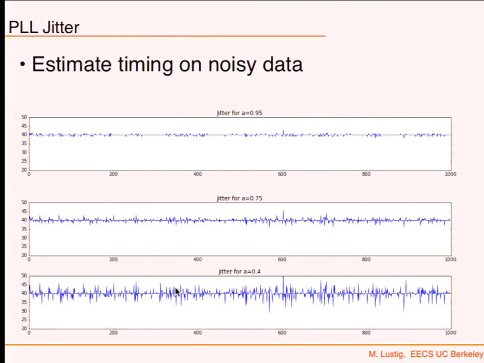I'm going to steal a couple of minutes because I also want to cover a little bit. So I'm going to steal 3 more minutes if that's okay.